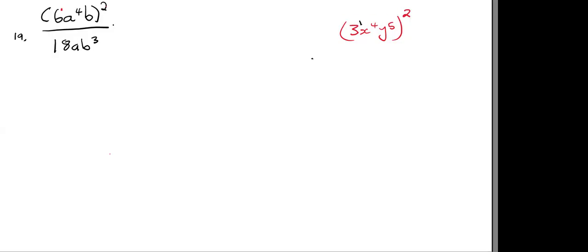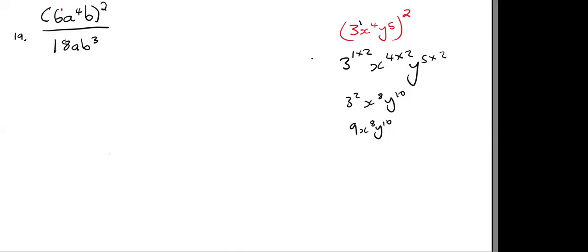Good. Now, the 2 is going to multiply the exponents. So I have 3, then it's 1 times 2. Then x exponent 4 times 2. Y exponent 5 times 2. So I have 3 exponent 2, x exponent 8, y exponent 10, which is 9x exponent 8, y exponent 10.